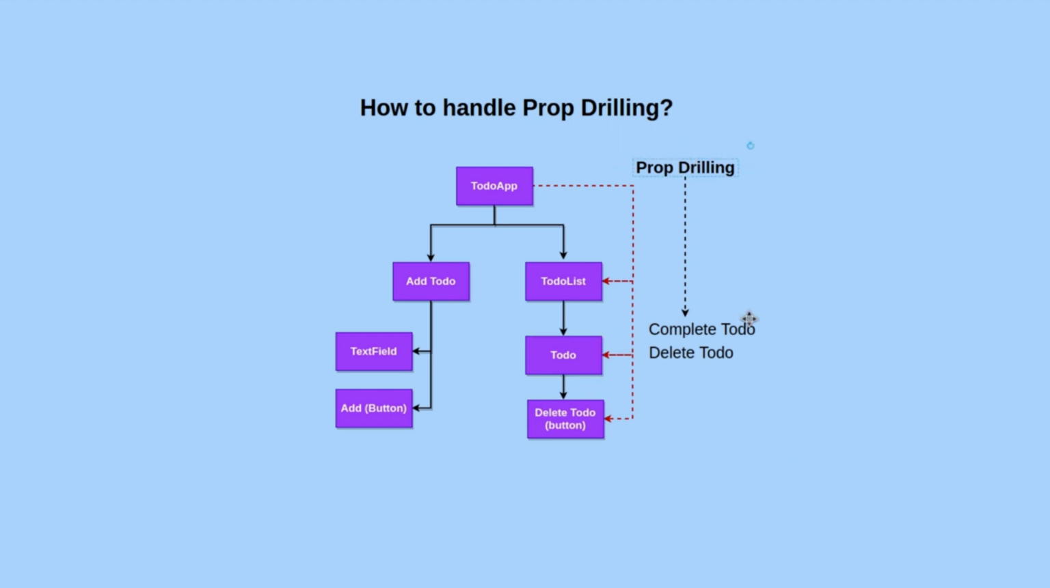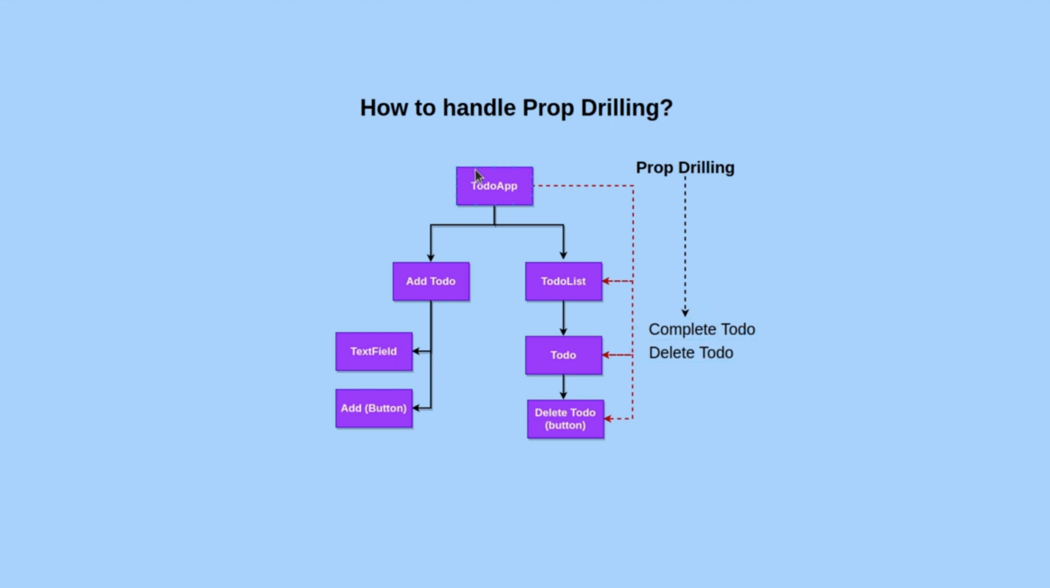So you can see that I have mentioned complete to-do and delete to-do in front of the to-do component, because it requires these two methods in order to accomplish its task, which are provided by my to-do app. Okay, guys, what other problems can we have with prop drilling? At this moment, we are only passing these methods.